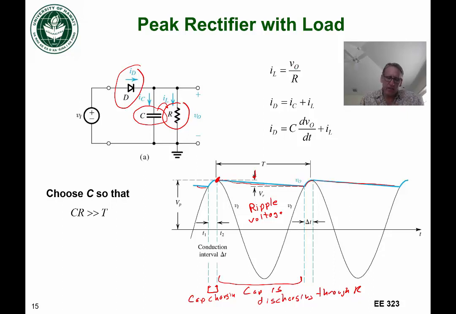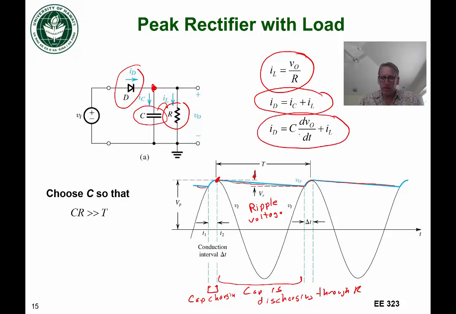We can say that the current through our load, IL, is V out over R. The current through the diode, just by KCL at this node here, is going to be the current through the capacitor plus the current through the load. And therefore, we can write that the current through the diode is this combination of the two, right? Where the current through the capacitor is C dV/dt. And so what we'd like to do is choose a large C so that the time constant associated with the RC discharge is significantly larger than the period T of our AC signal.